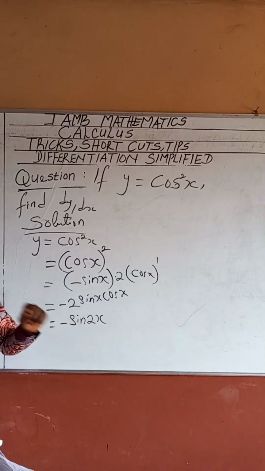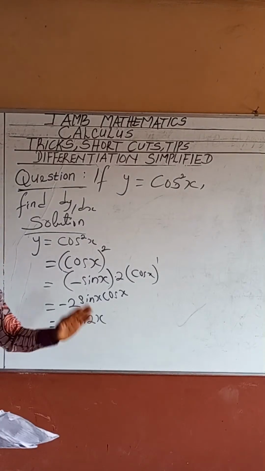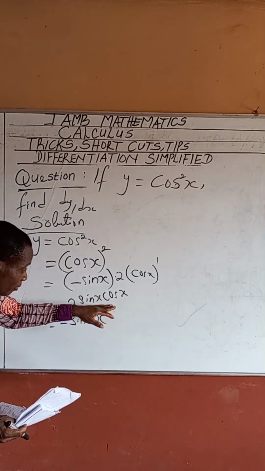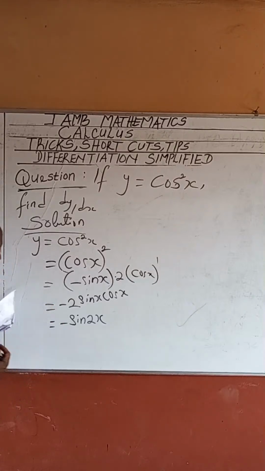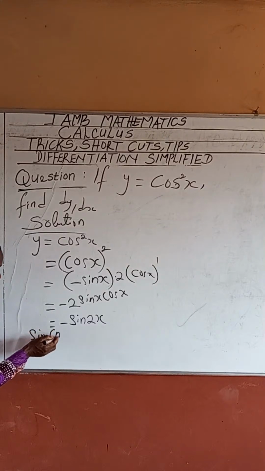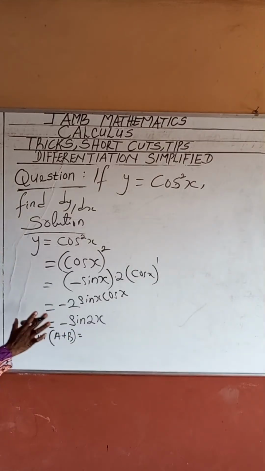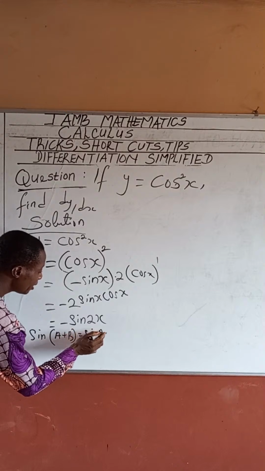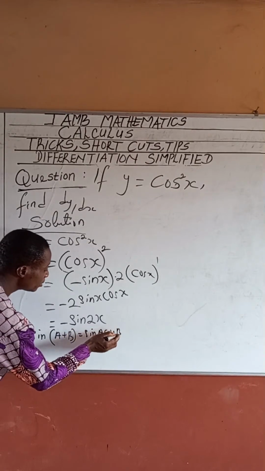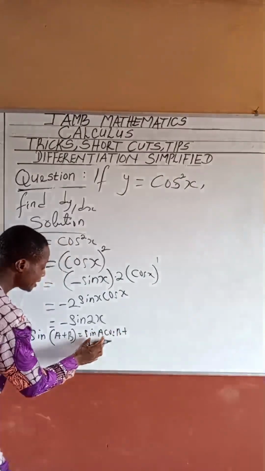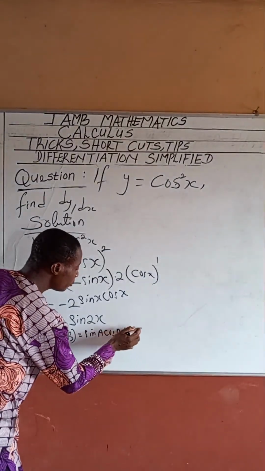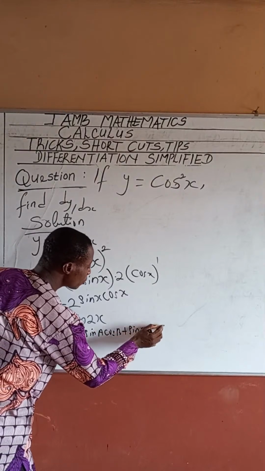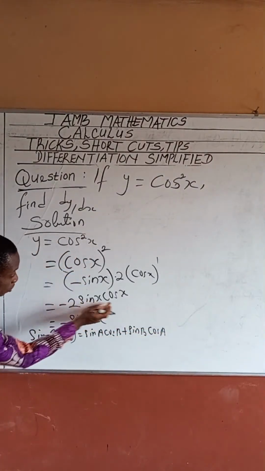This is called double angle. This principle came from the principle of double angle. Look at how they got this one from here. Look at this general formula. They gave sine of a plus b is equal to sine a cos b plus sine b cos a. This is what they use to get this one from here.